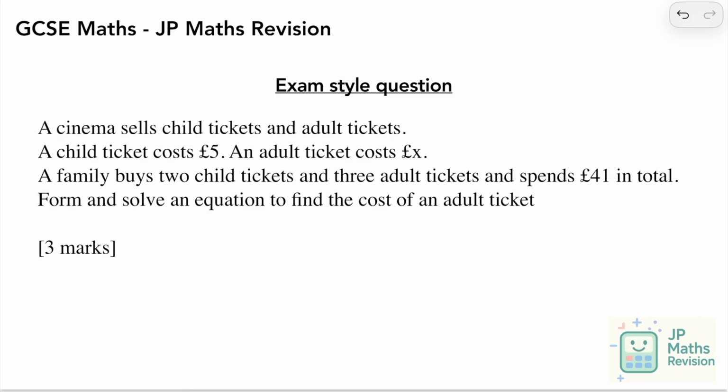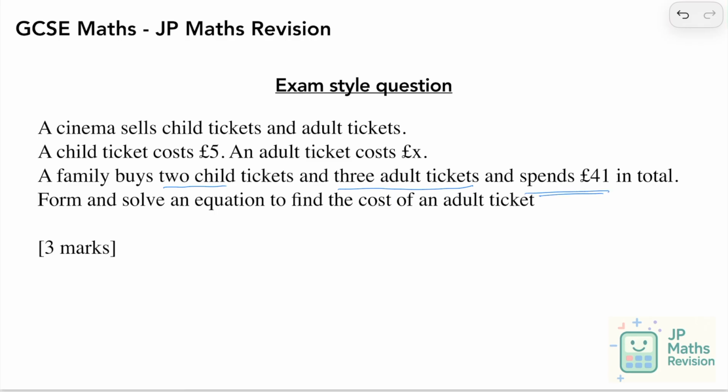So here's an exam style question on this particular topic. A cinema sells child's tickets and adults' tickets. A child's ticket is £5 and an adult ticket costs X pounds. A family buys 2 child tickets and 3 adult tickets and spends £41 in total. We need to form and solve an equation to find the cost of an adult ticket. So we have 2 child tickets and 3 adult tickets, and that costs £41.